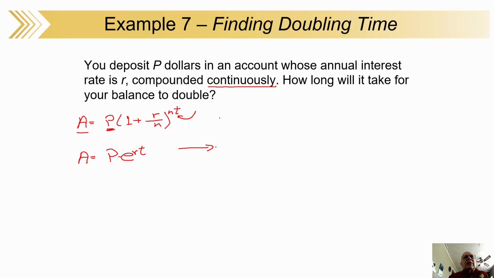If the balance is going to double, that means you put P dollars in, and what you end up with is 2P. Pretty simple, right? So, what can we do? Take a look at that. I can divide both sides by P. So the 2 equals e to the r times t.